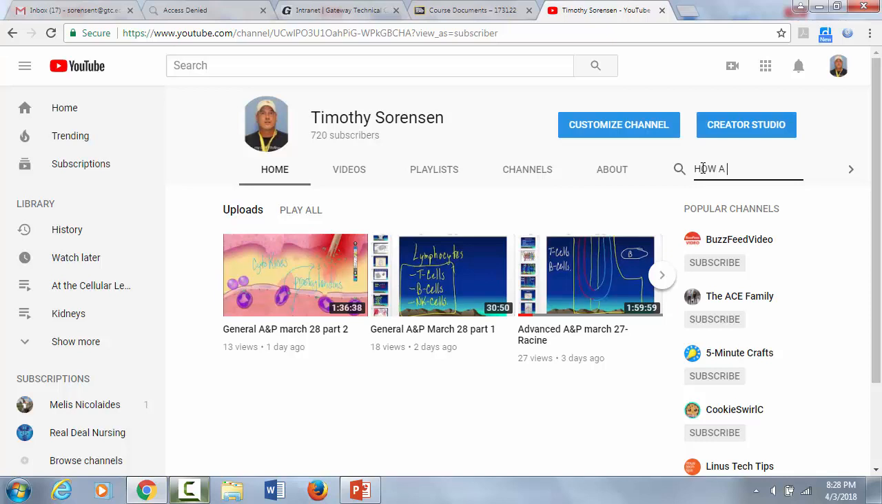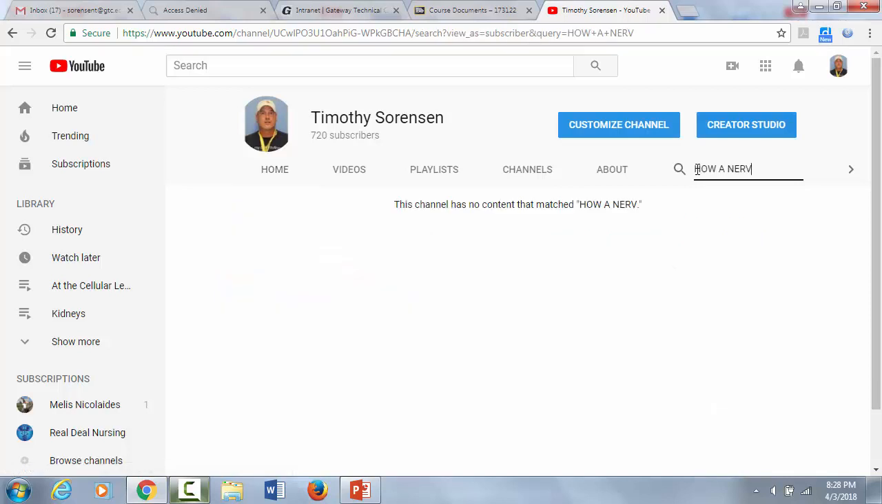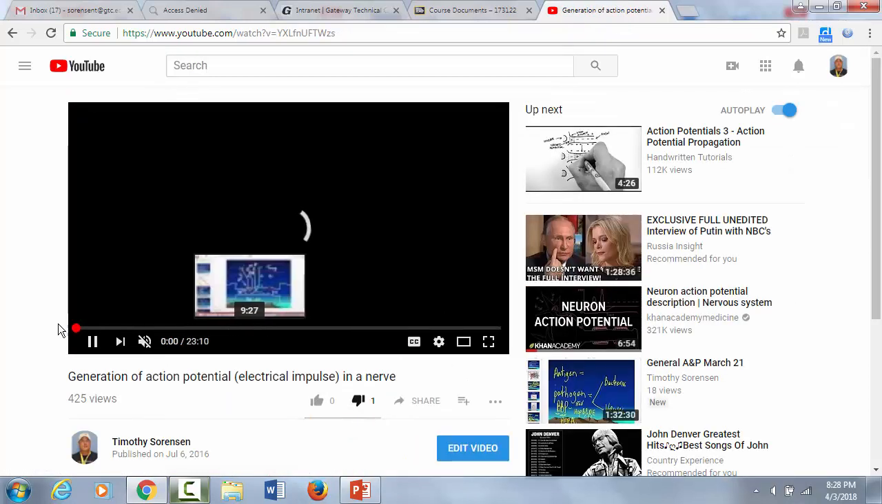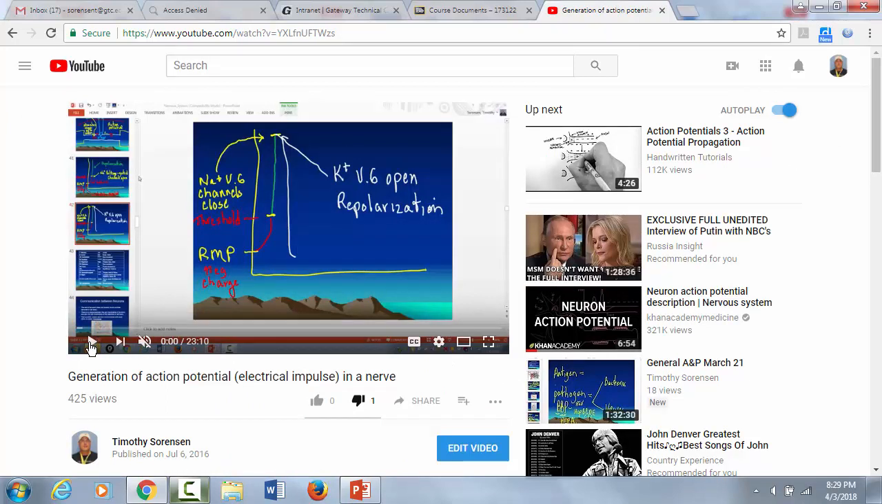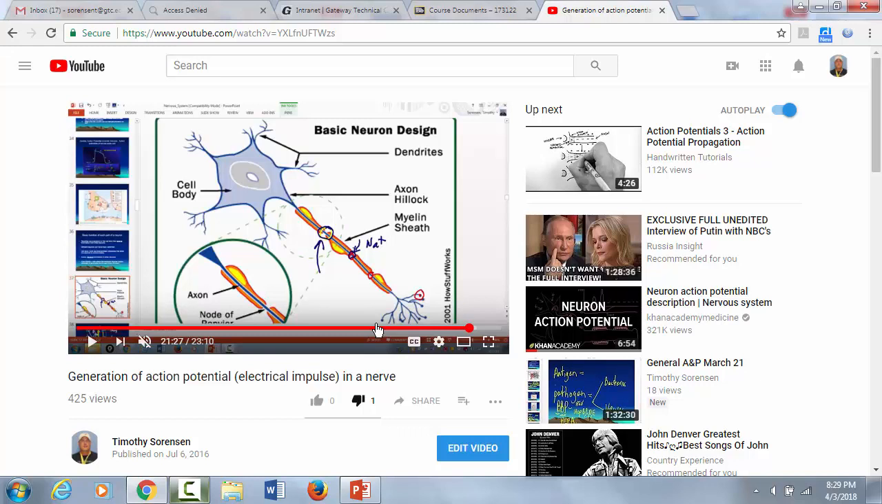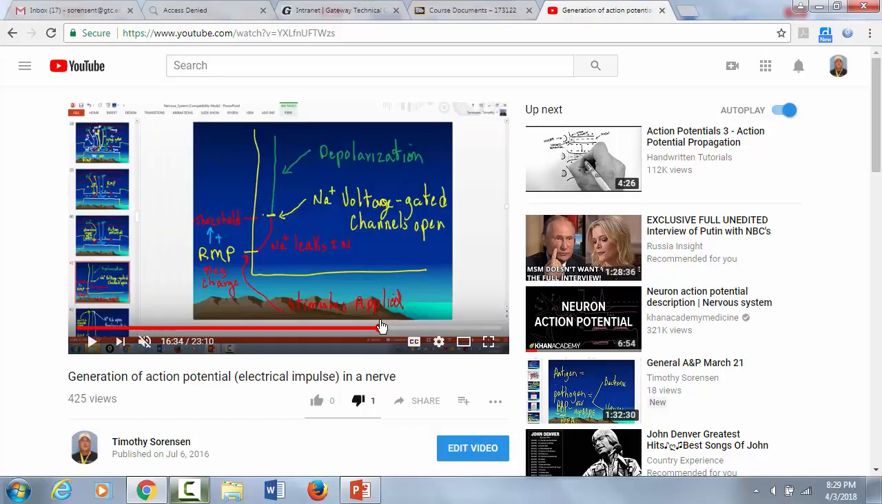Okay, hang on. Here we go. Here is the generation of an action potential in a nerve. Tell me you got that. And then it tells you in the nerve the effects of elevated calcium and hyperkalemia, hypokalemia, hypocalcemia. Say yeah. Mm-hmm. All right. If you look at that, then we're done for the day.